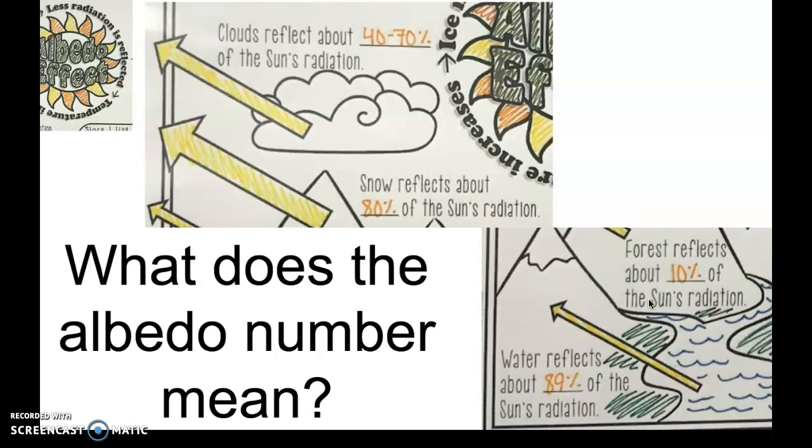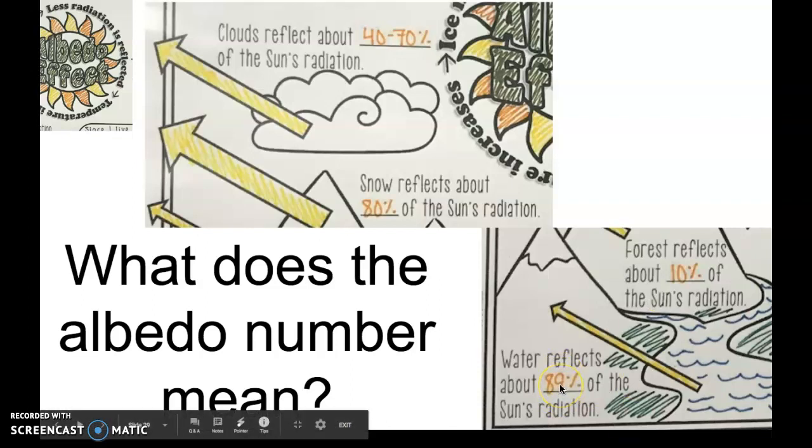And then water reflects about 89, although we learned that that math was a little wrong. It reflects about 92% of the sun's radiation. Or, excuse me, that is completely wrong. Water does not reflect 82%, it absorbs 82%. It reflects about 8%. This should be just 8% of the sun's radiation.